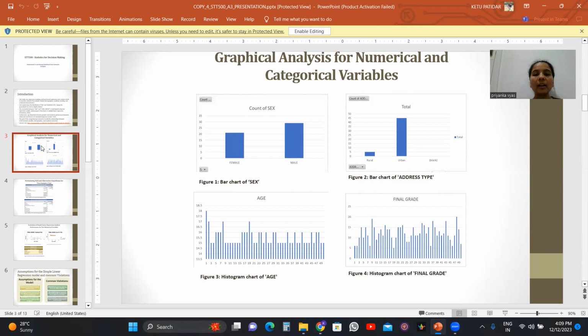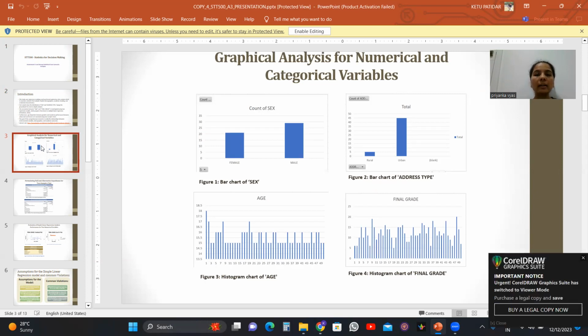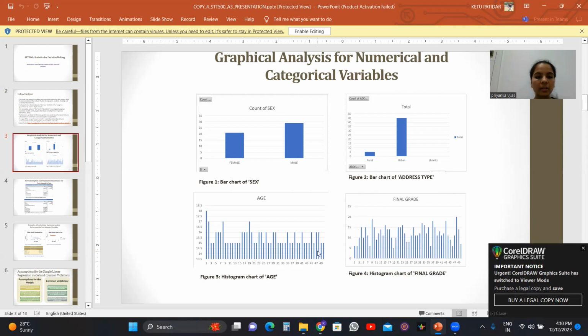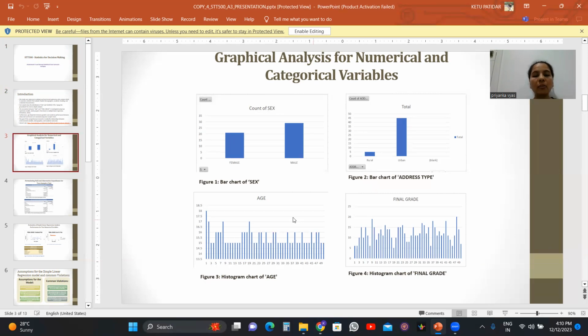Here, graphical analysis for numerical and categorical variables is given. In figure 1, bar chart of sex. In figure 2, bar chart of address type. In figure 3, histogram chart of age. And in figure 4, histogram chart of final grades are given.